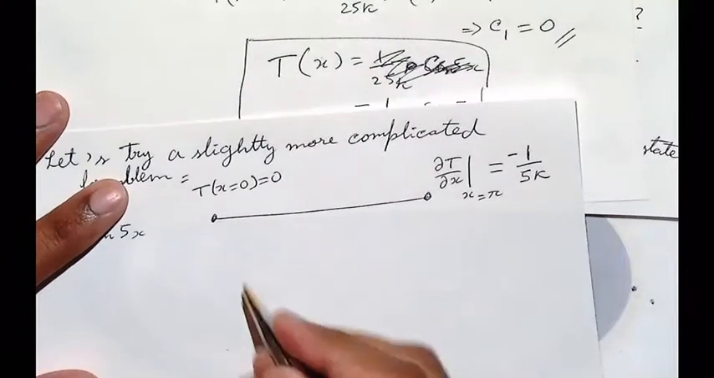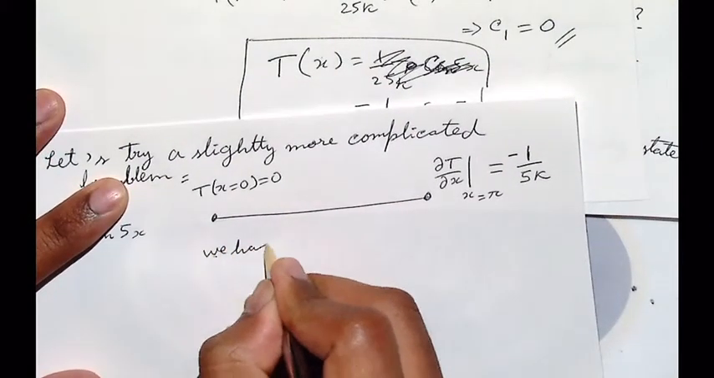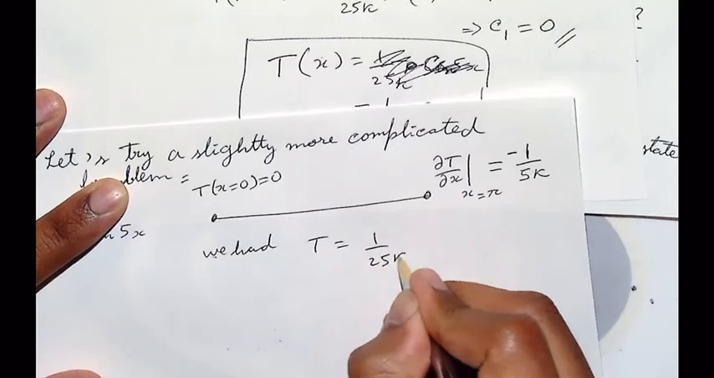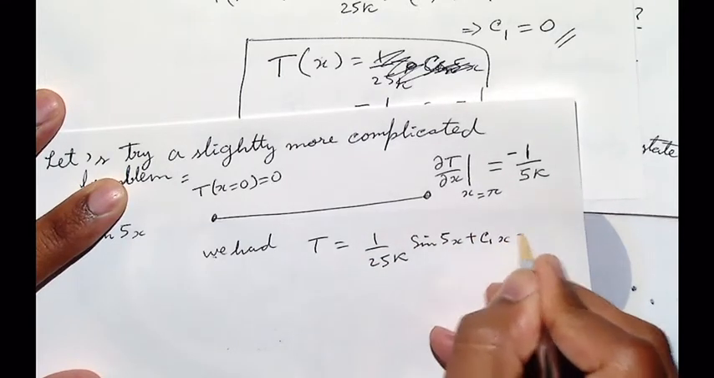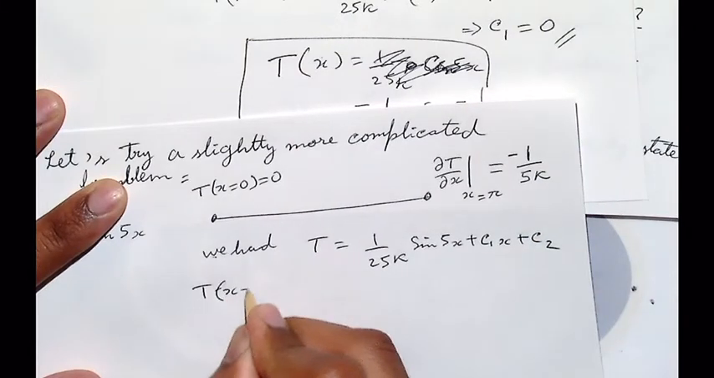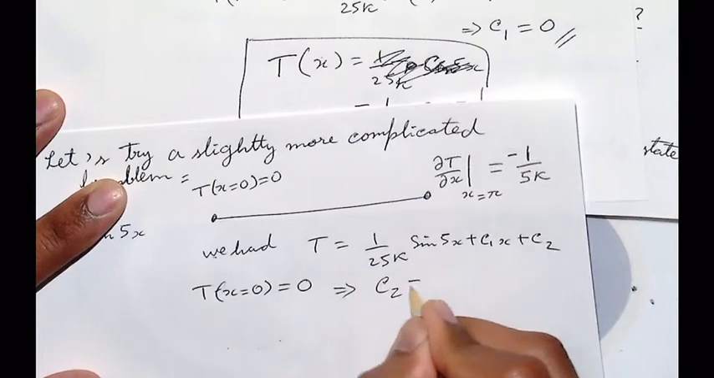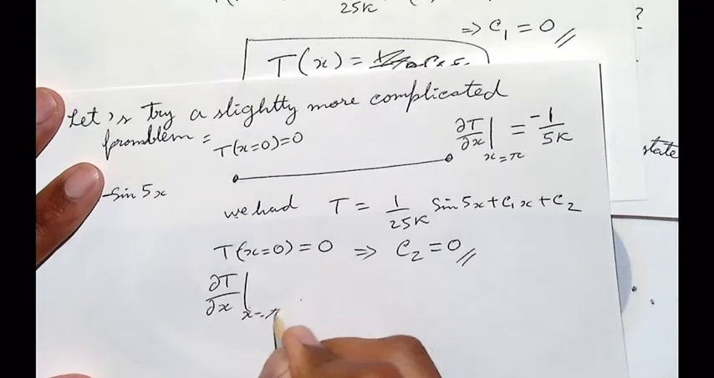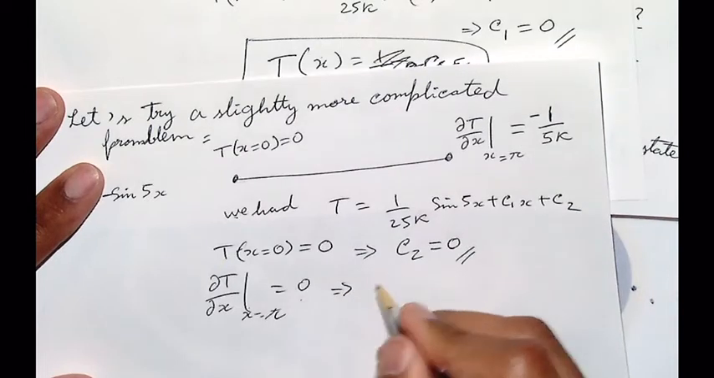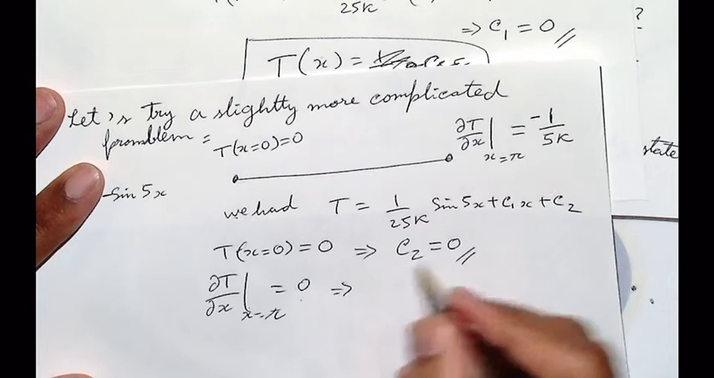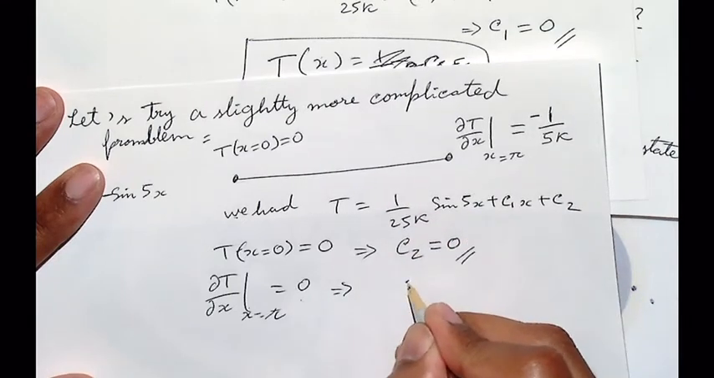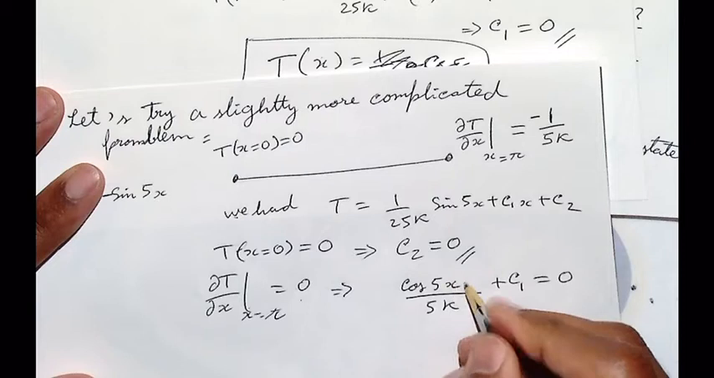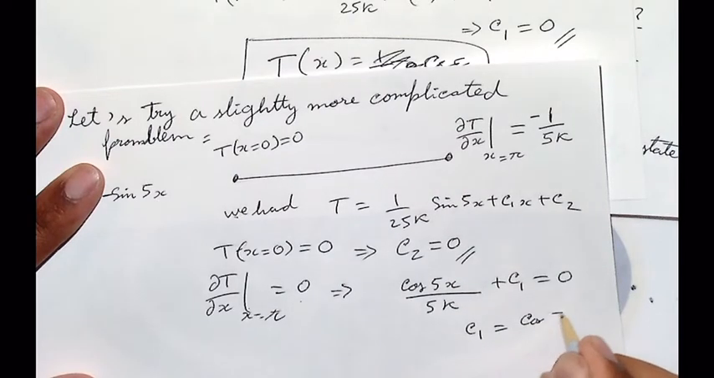Okay, so let's see, we had t equals 1 over 25 kappa sine 5x plus c1 x plus c2. Okay? T at x equals 0 is given to be 0, which implies c2 equals 0. But now del t over del x at x equals pi is given, which implies, what does it imply? Let's see. What's the derivative here? It's cosine 5x over 5 kappa plus c1 equals 0. And so c1 equals cosine 5 pi over 5 kappa.